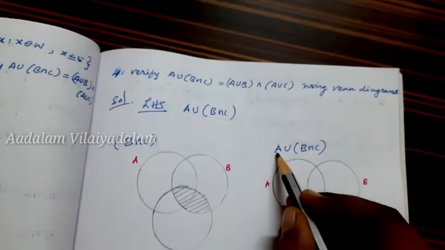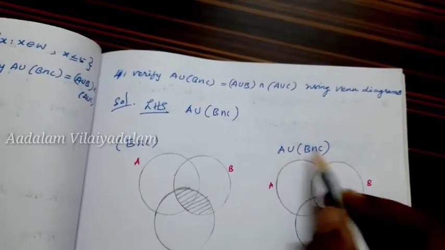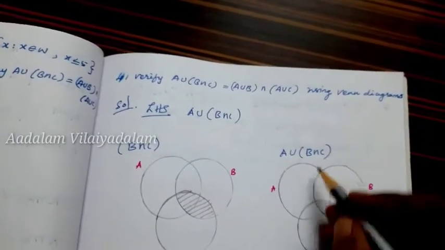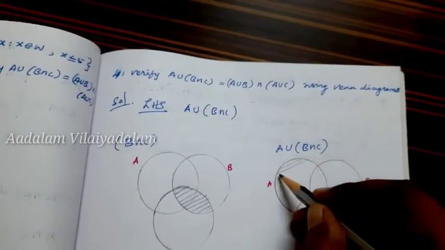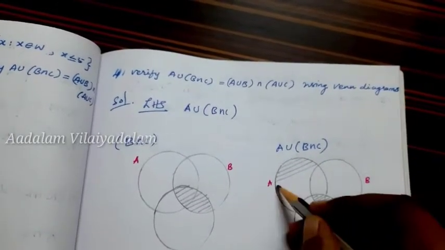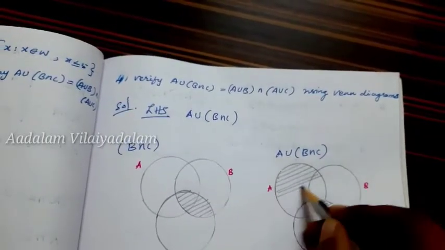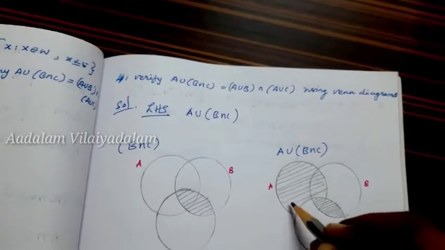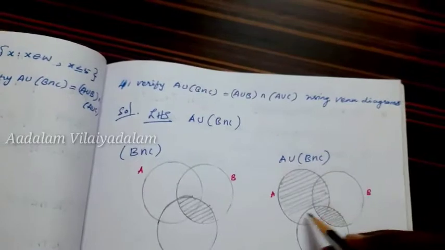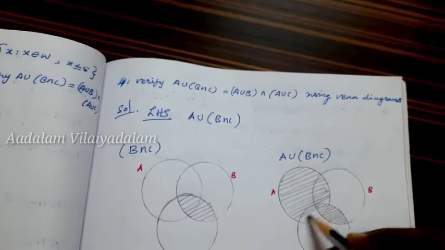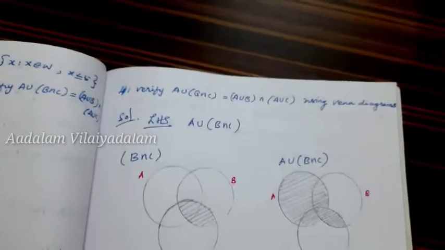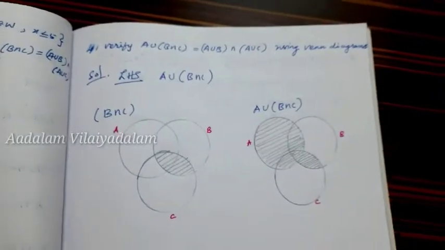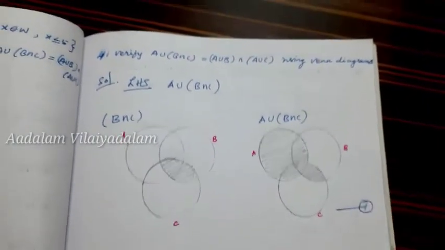Now we need to join the elements of A. That means we have to join the area of A. So this whole circle belongs to A, which means we could shade this area. So use your scale and draw the shade. So this is A union, B intersection C. So this is B intersection C. Then we could take it as equation 1.